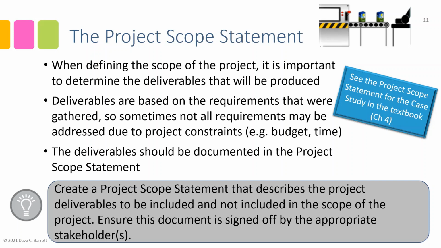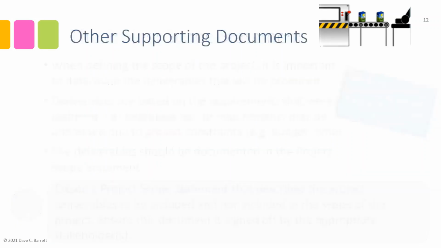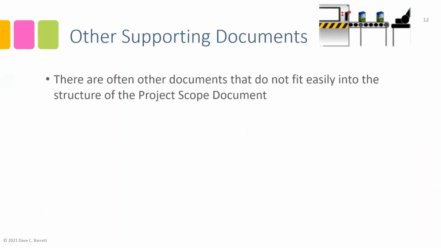There may be some requirements that the project stakeholders just assume are going to be part of the project, and if they're not, they should be included in the exclusions area of the project scope statement. And the document should be accepted and signed off by the project sponsor, as well as any other required stakeholders, but certainly by the project sponsor.